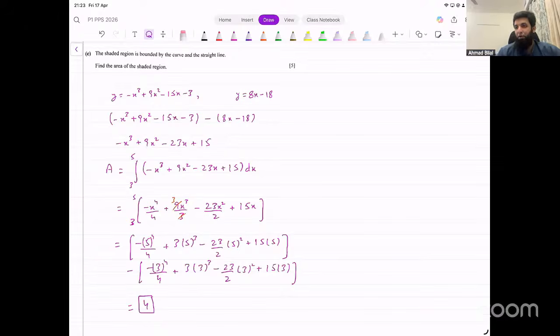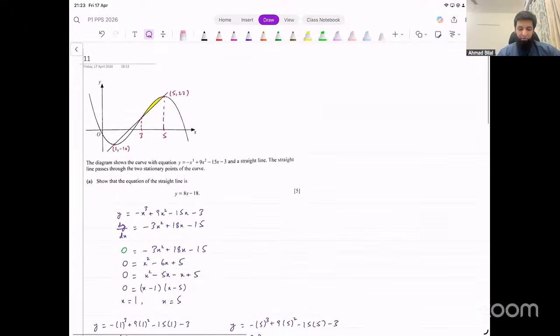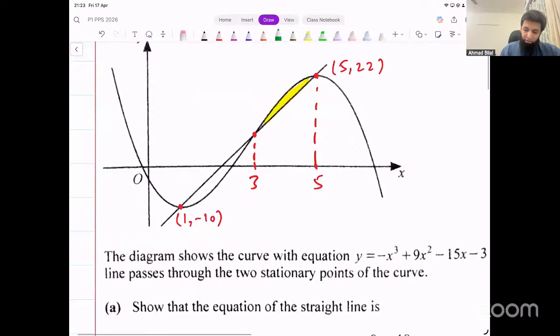I told you what to do if they ask you for area of this part. Using the x-axis formula is not going to be helpful, because the upper part is positive, the lower part is going to turn out to be negative, and it will be very complicated. You use the y-axis formula in that case.